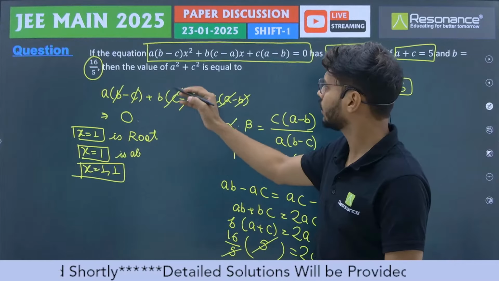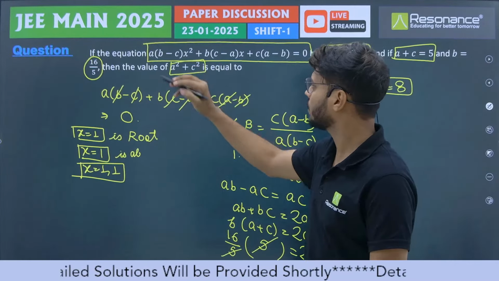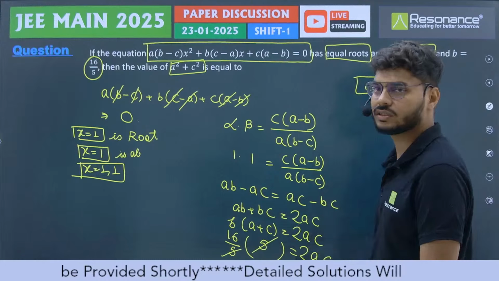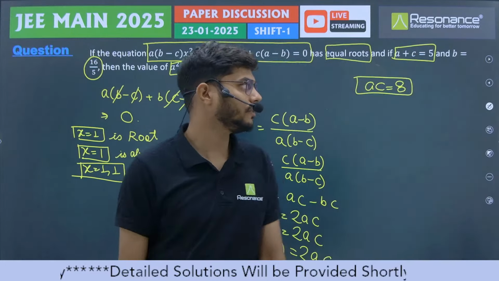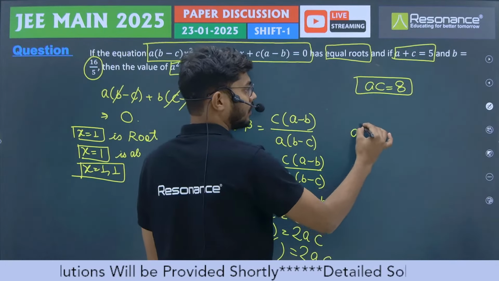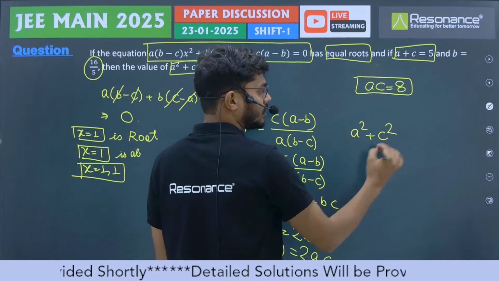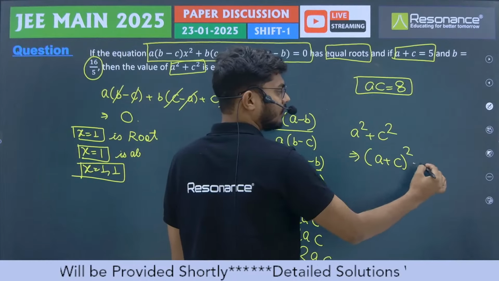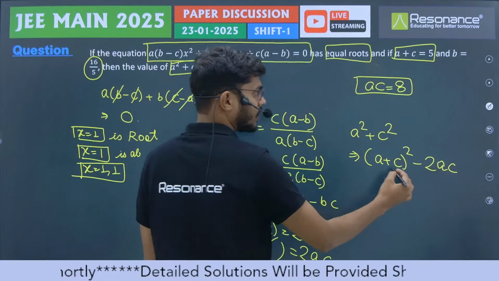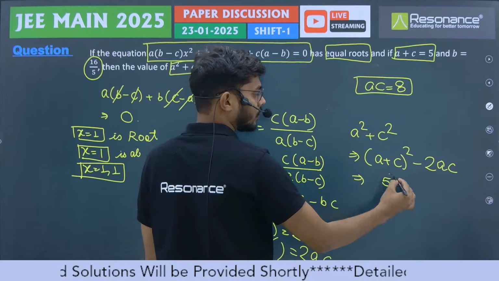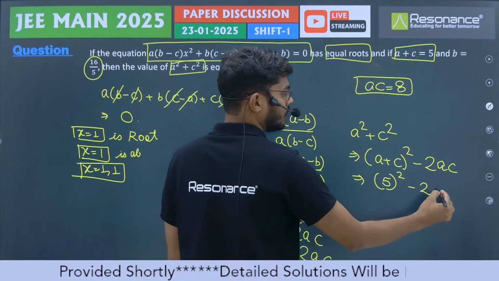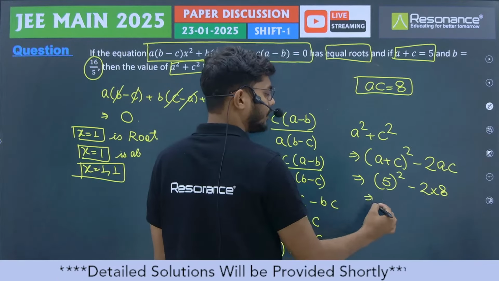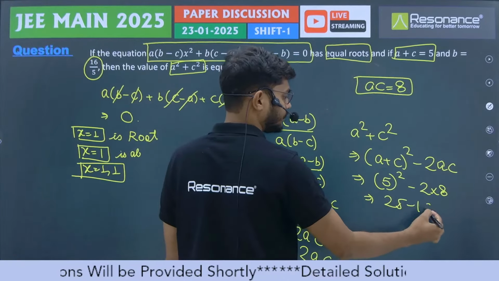What is the question requirement? Find a square plus c square. A plus c is given, ac is given. Everyone knows what is going to happen when I have to find a square plus c square. It is nothing but a plus c whole square minus 2ac, right? Put the value: 5 square minus 2 times 8. 25 minus 16, which is nothing but 9.